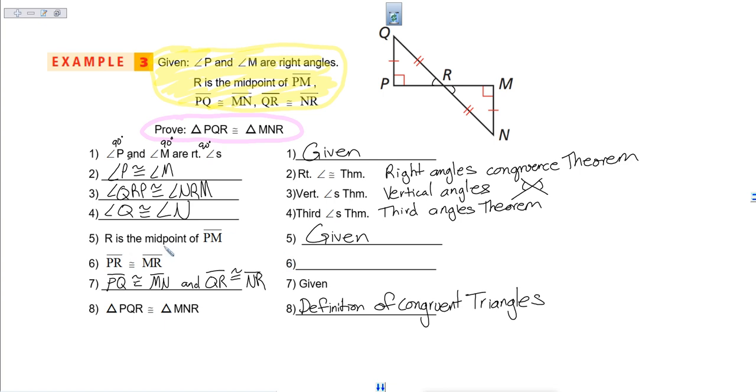Then we were told R is the midpoint of segment PM. Now, when you think of midpoint, we have our segment, and R is the midpoint. So if R is the midpoint, that means it's in the middle. It means that the two sides are the same. They are congruent. That segment PR is congruent to segment MR. Oh, that's what our next one says. So we know that because of the definition of midpoint.